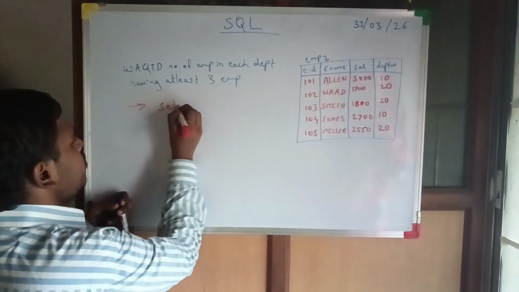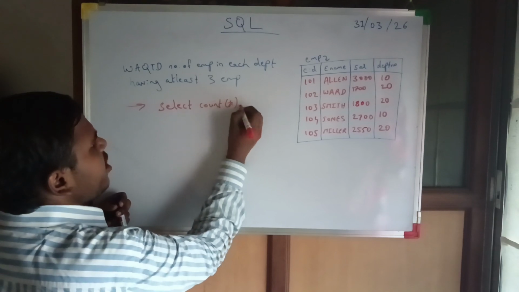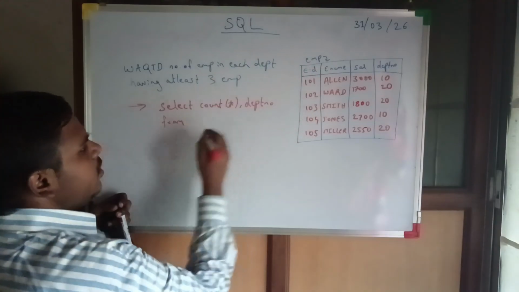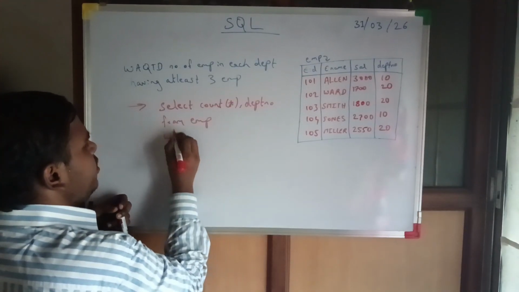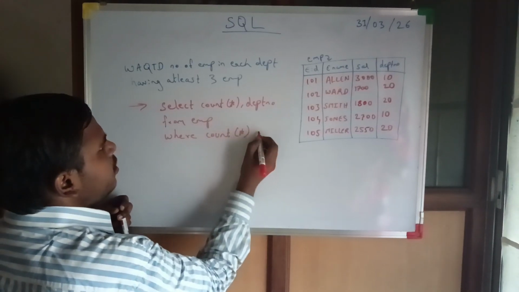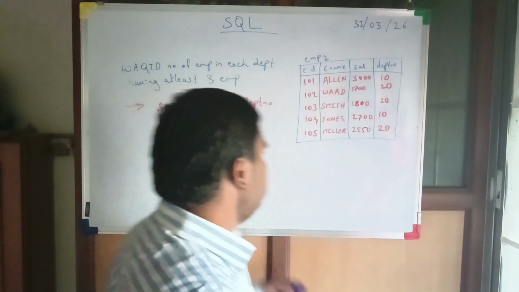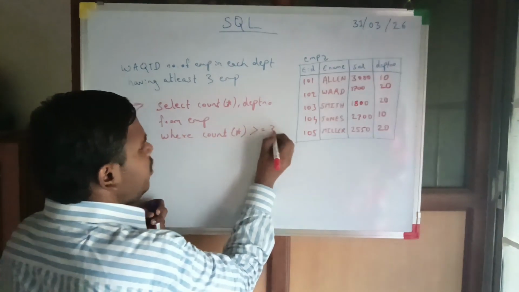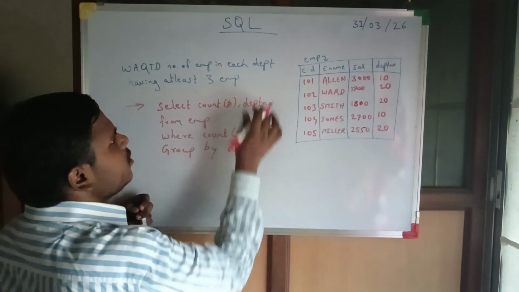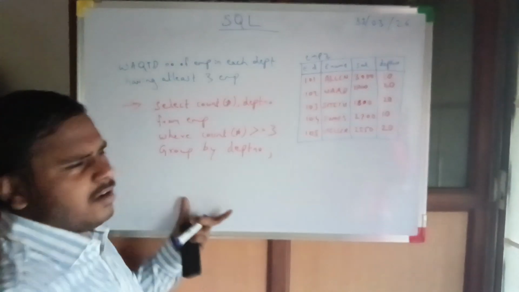Select count of star, comma, department number, from which table name? EMP, where count of asterisk at least means what? Minimum 3, which means more than 3 is okay. So I can write greater than or equal to 3, group by which column? I want to create the group based on department number. This is how I will write the query.